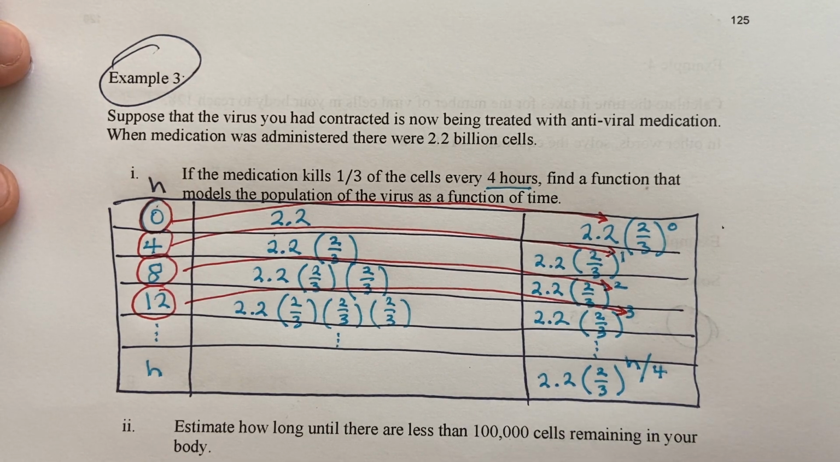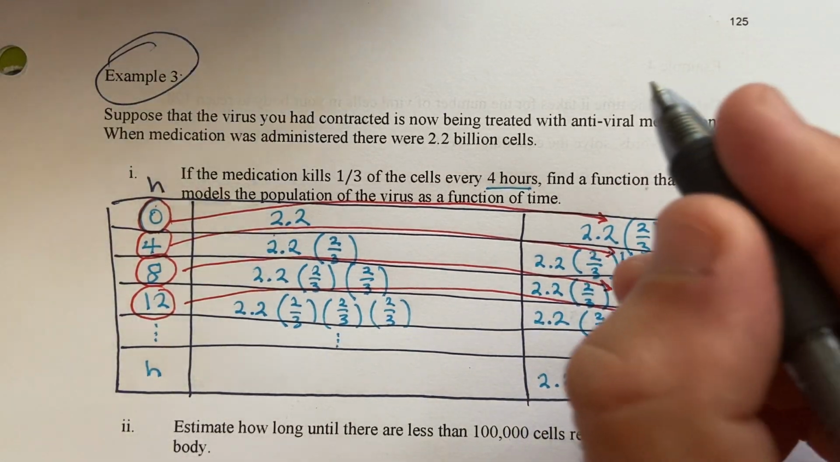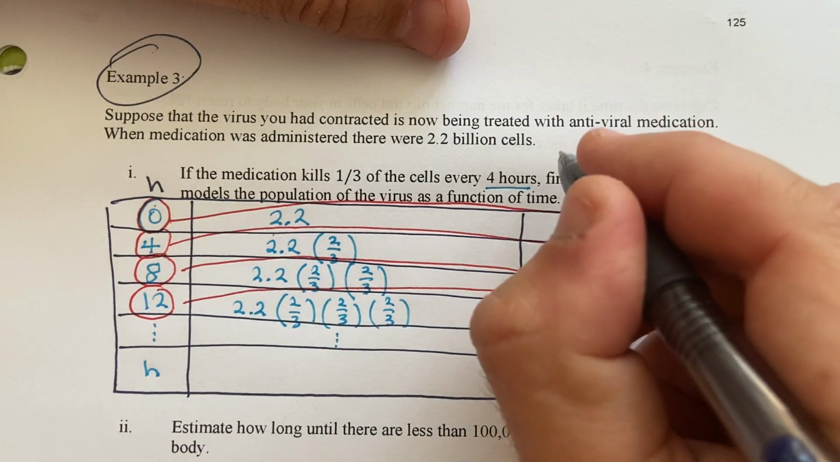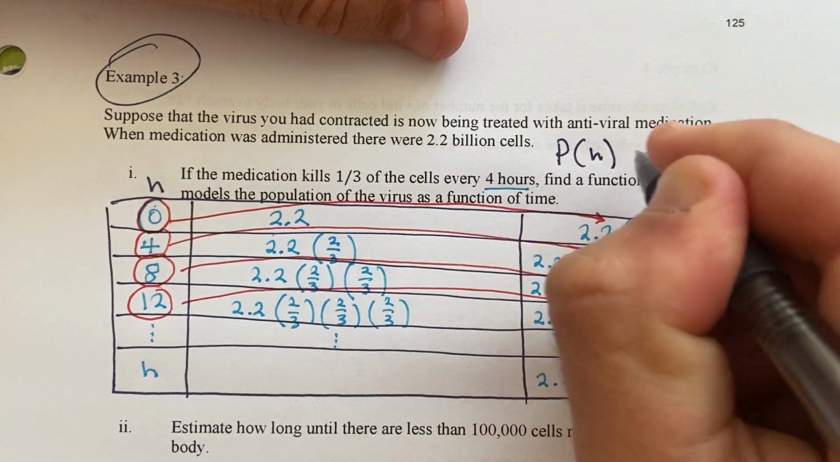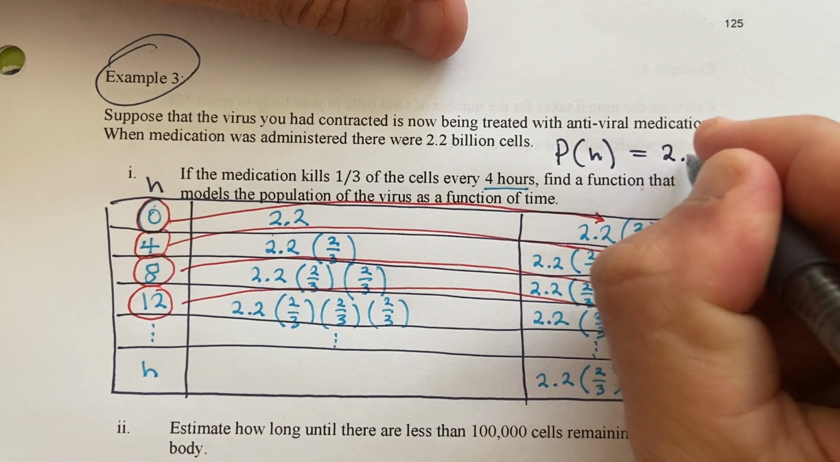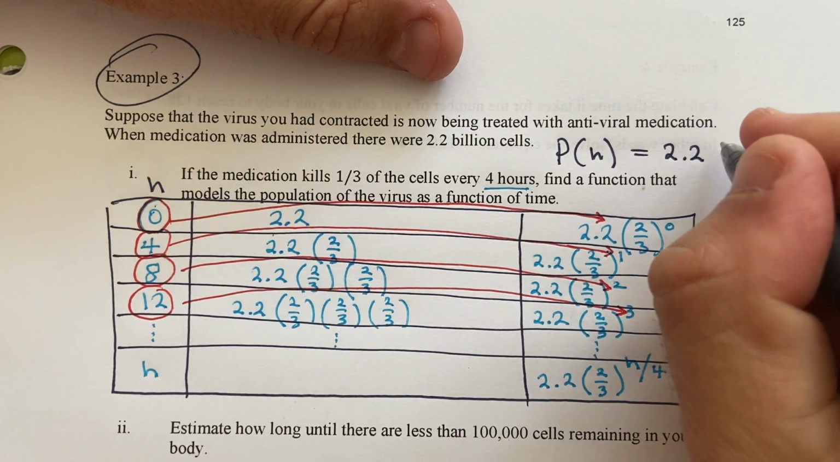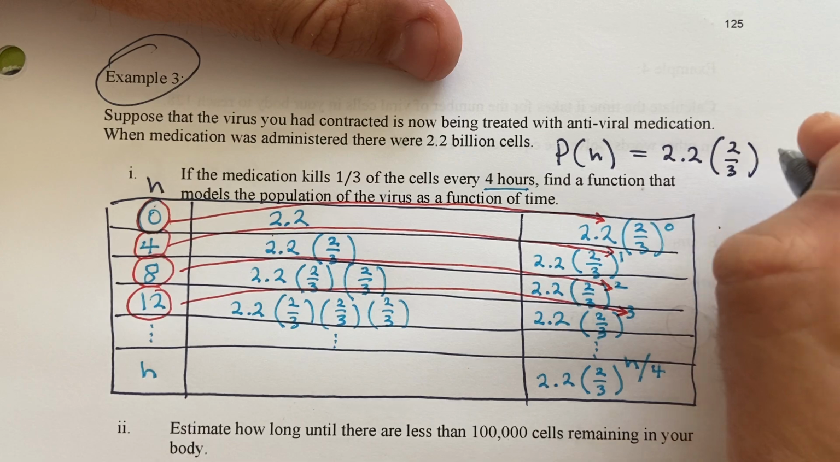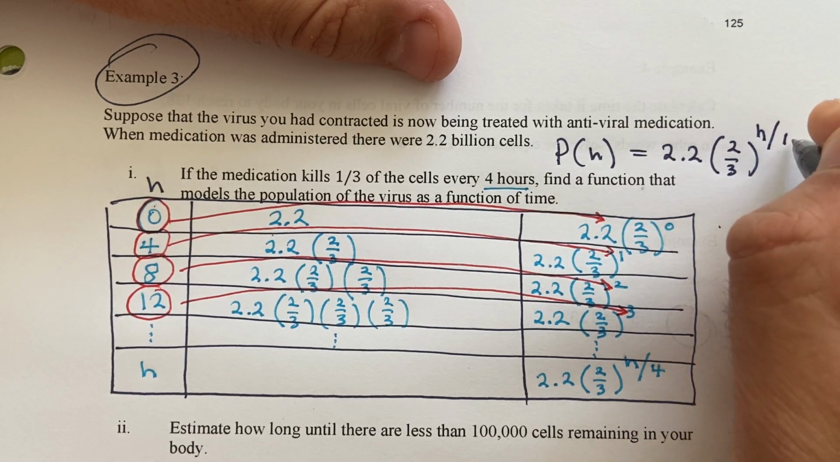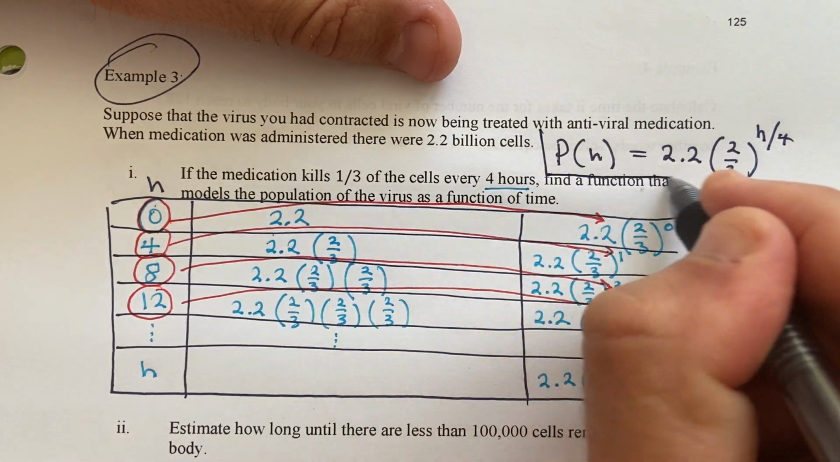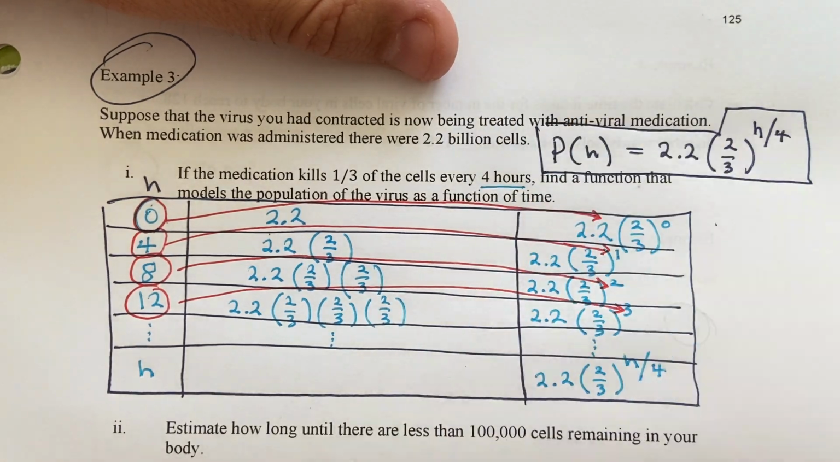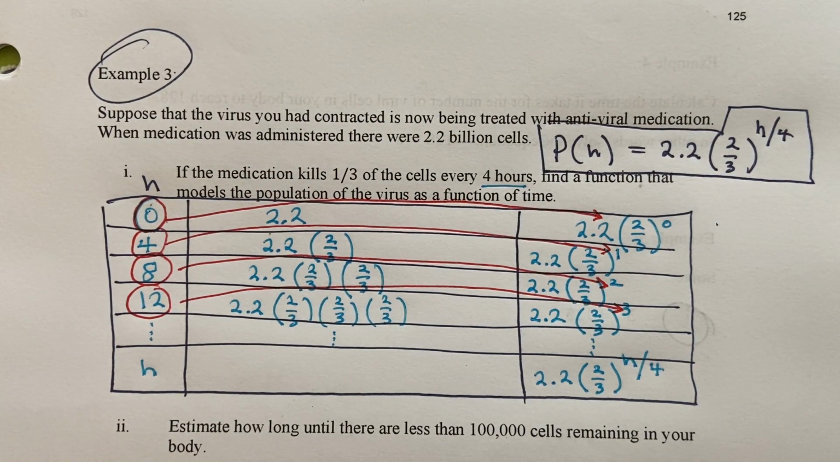So the model, I'll just write it here. Maybe I'll call it P of h, would be 2.2, and that's in billions, times 2/3 raised to the h over 4. That's the model to track the living population.